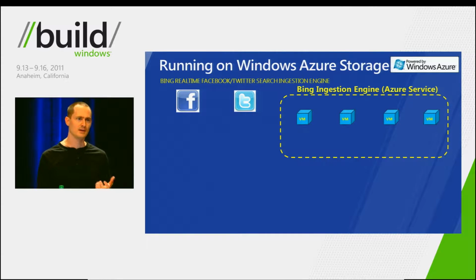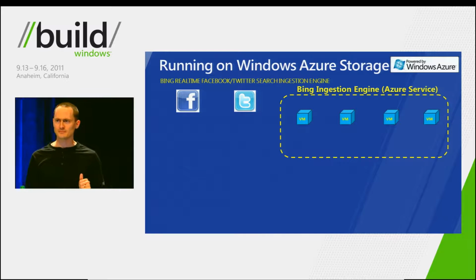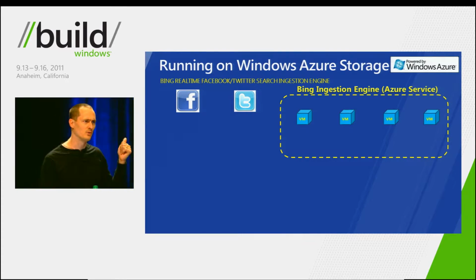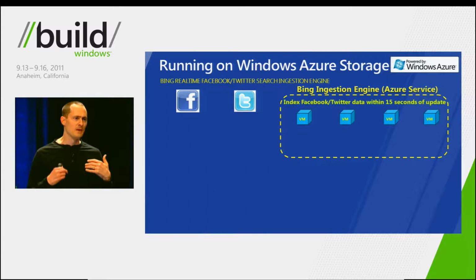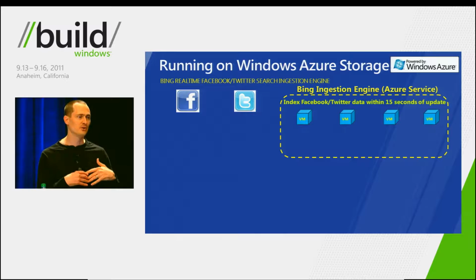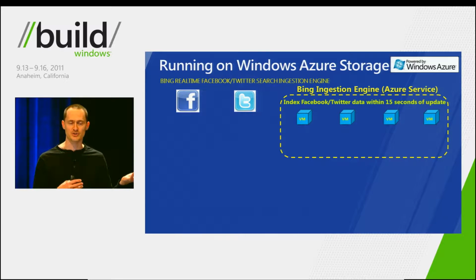So what the Bing group did is they built a service shown here in the yellow box with the VMs. And this is just a hosted service, as Mark described earlier in the prior talk, running on the Windows Fabric controller. And then what they wanted to do is, within 15 seconds of you doing a public Facebook post or a Twitter tweet, have that appear on the public Bing search engine.